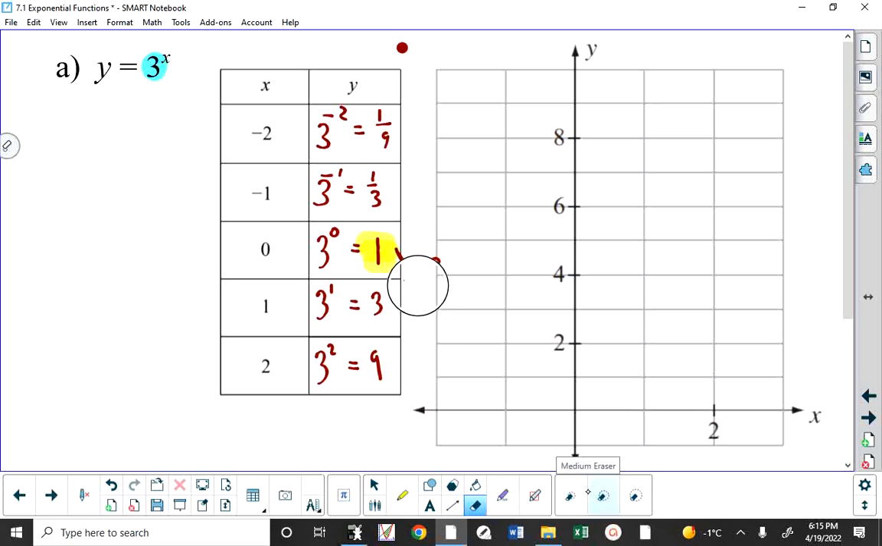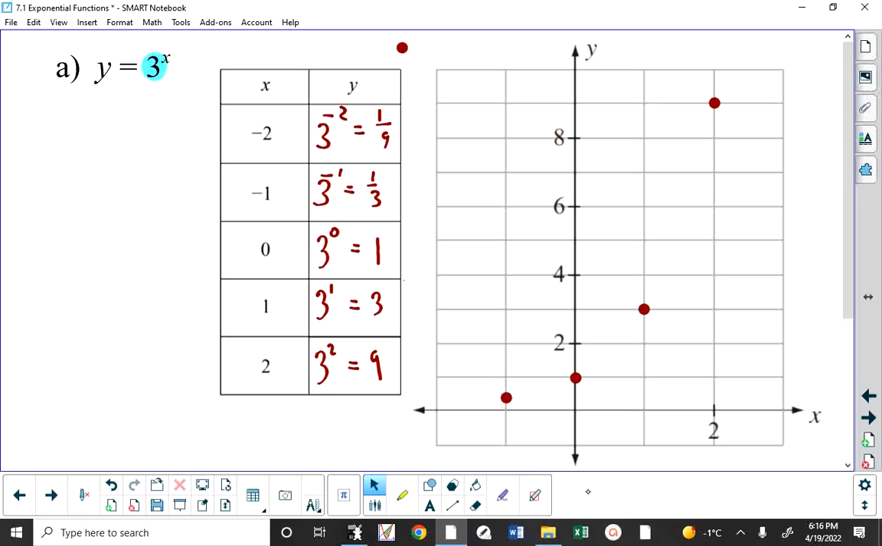I don't think it's really important that you have this information written down, but I did want to show it to you. So let's see. I'm going to start in the middle: when x is 0, y is 1. So we have a data point there. When x is 1, y is 3. When x is 2, y is 9. When x is negative 1, y is 1/3.